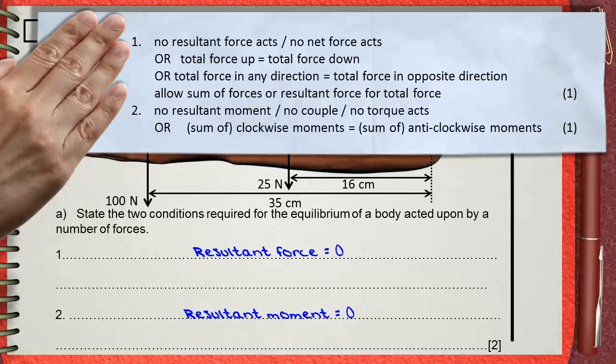Number 2, you can say no resultant moment. You can say no couple or no torque acts. You can also say the sum of clockwise moments equals the sum of anti-clockwise moments. These are several meanings for the same expression.